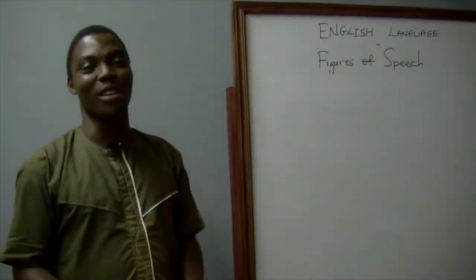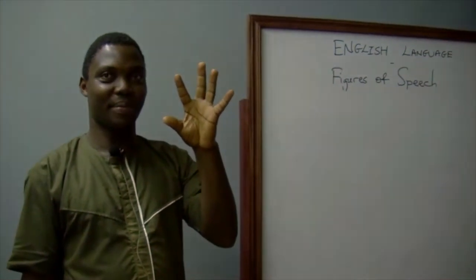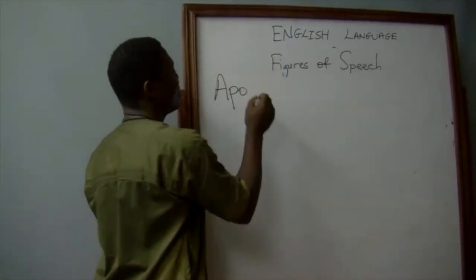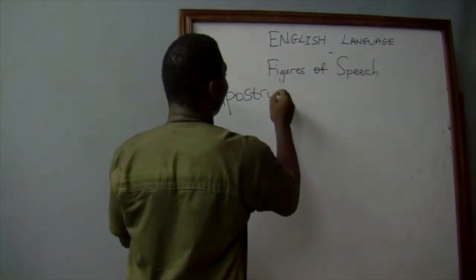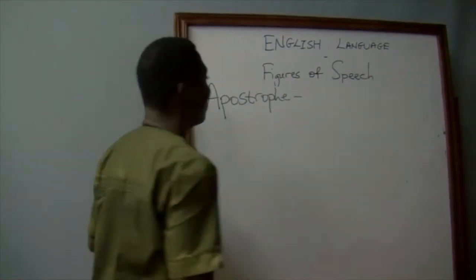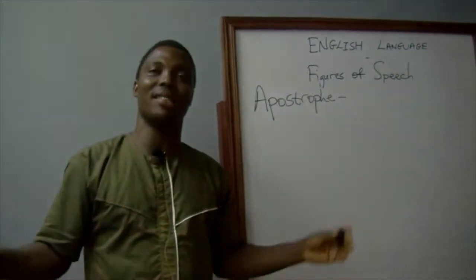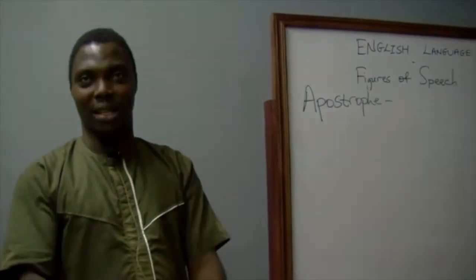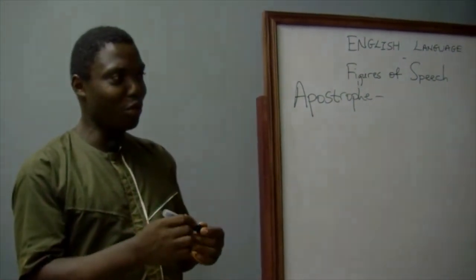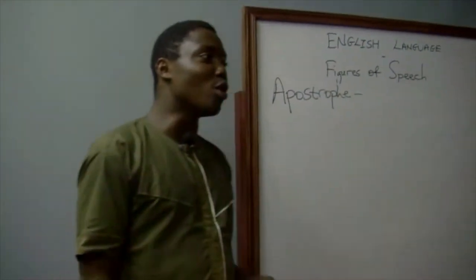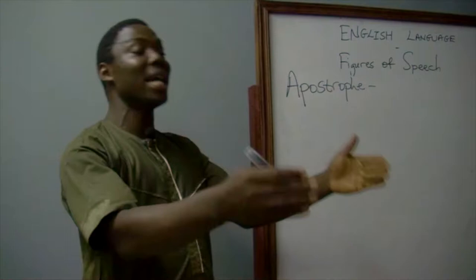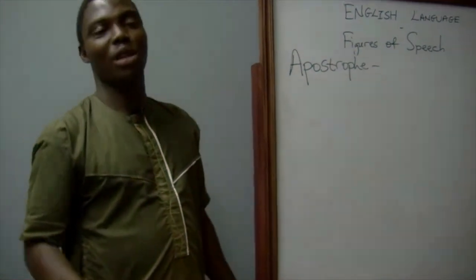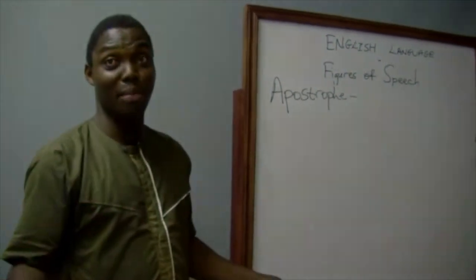Now we are considering the word apostrophe. Apostrophe to many of us may mean a punctuation mark. No. It is a figure of speech in which something or someone that is absent is addressed as if such a person were present. In other words, apostrophe addresses something or someone as if that person or something is right in front of him or her. So if I say, "O death, where is thy sting? Or where is thy power?"